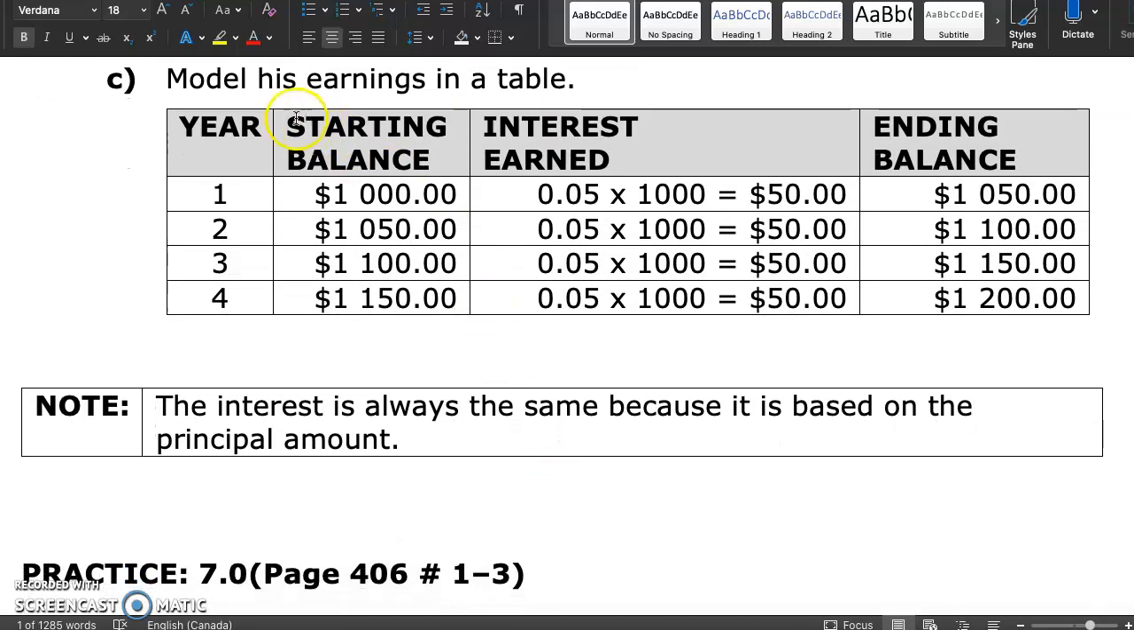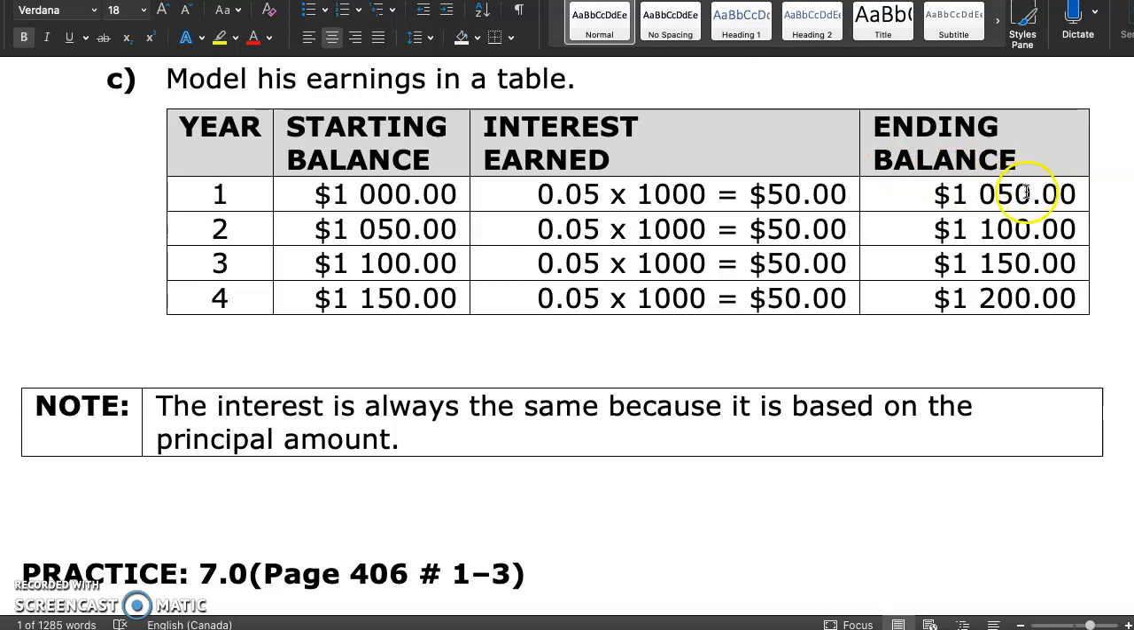If we were to model this using a table, in the first year we start off with $1,000. The interest earned is 0.05 times 1,000, which is 5% of the principal, $1,000, which is $50. Notice that the ending balance at the end of the first year is $1,050. The starting balance of the next year will always be the ending balance of the previous year, and the interest calculation will always be based on the principal amount, the original amount that was invested. This is an important characteristic of simple interest. It's always based on the principal.